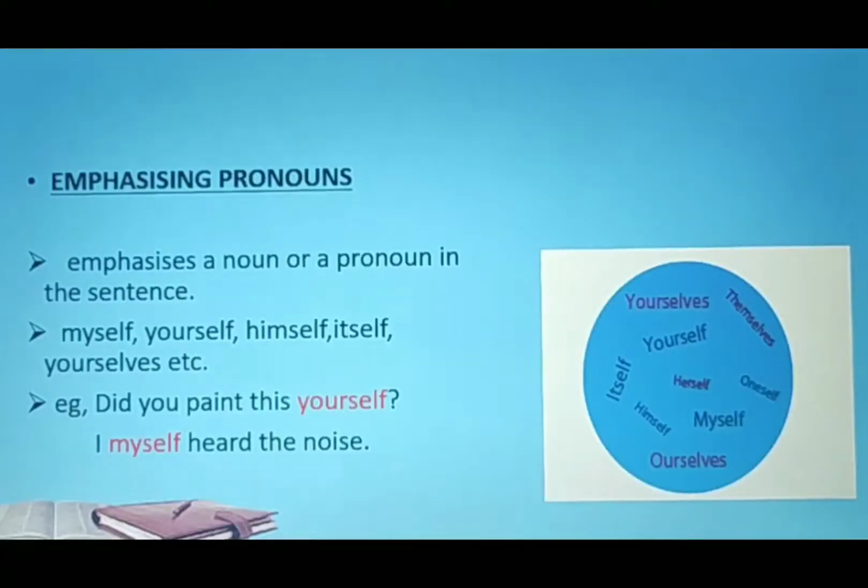I myself heard the noise. So, I myself. Myself, the emphasizing pronoun, is stressing the pronoun, that is I. So it is talking about I only, about the subject itself.